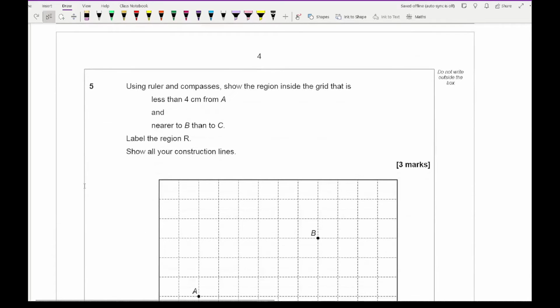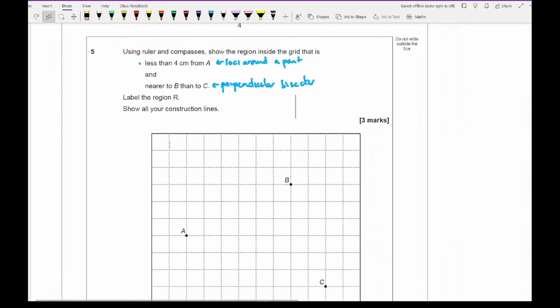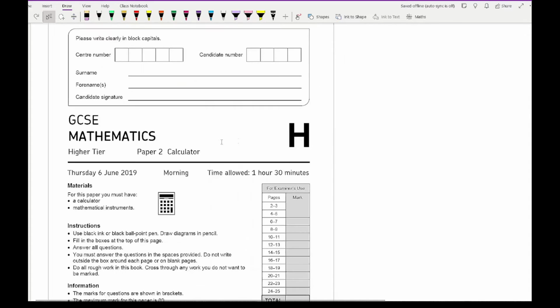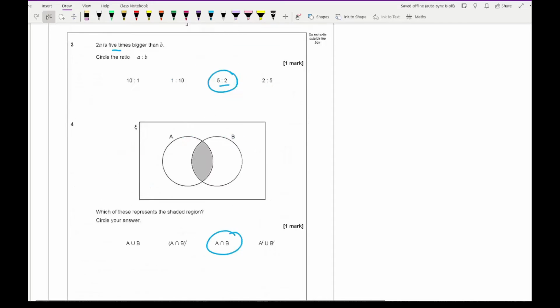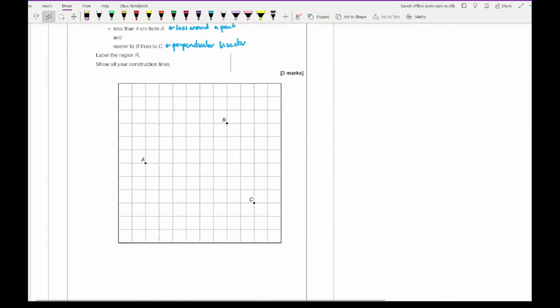Then moving on to question 5, which looks at loci. Now it says using a ruler and a compass, show the region inside the grid that is, and the first condition is that it's got to be less than 4 centimeters from A and nearer to B than to C. Now for this, all we need to do is loci around a point, and for the second, we then need to do a perpendicular bisector. Unfortunately, I'm going to struggle to do a compass and ruler bit of loci with this particular question, but hopefully I will show you the steps on how we go about answering this question, and then you can do it a lot more accurately.